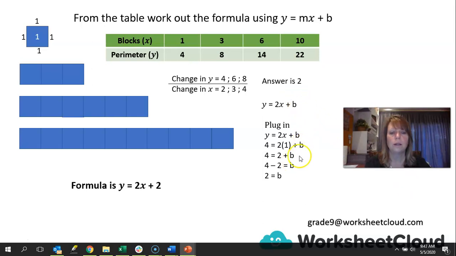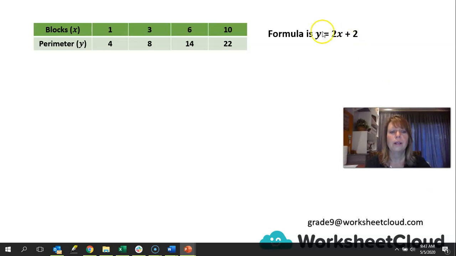You all see that? We've worked out the 2 here. This 2 is from your change in y over your change in x. We then plugged in the first ordered pair, and we worked out that b is 2. We now have a formula. This is the hardest part, guys, the most challenging part to work out. We've now got that, and we can now work with it. So there's our formula, there's our table. We don't really need to look back at the diagram anymore.